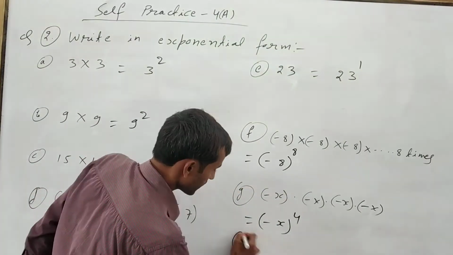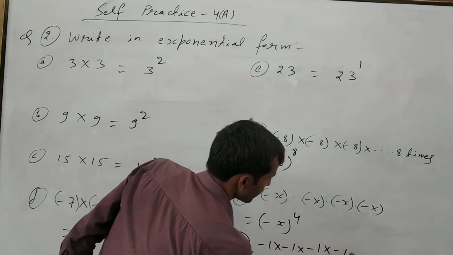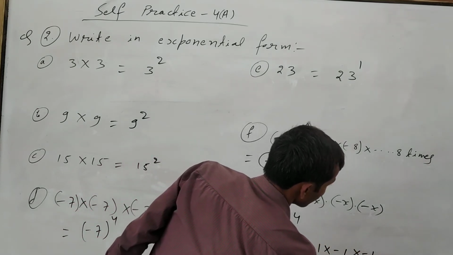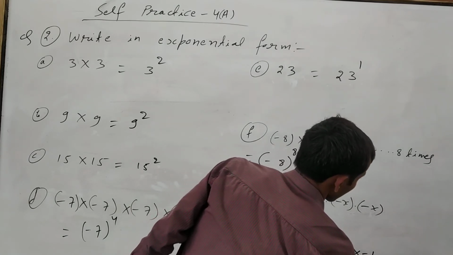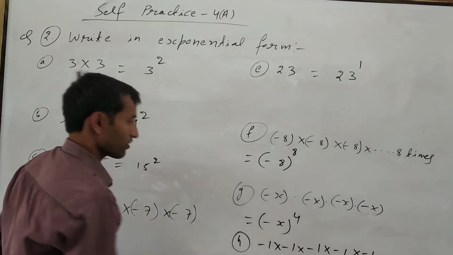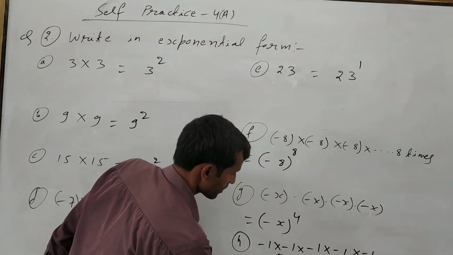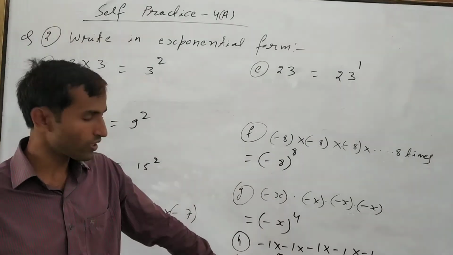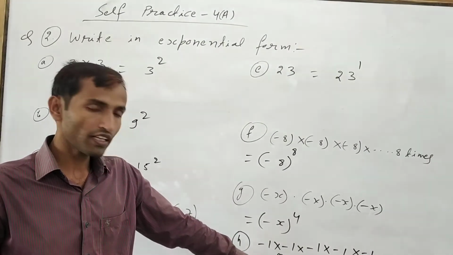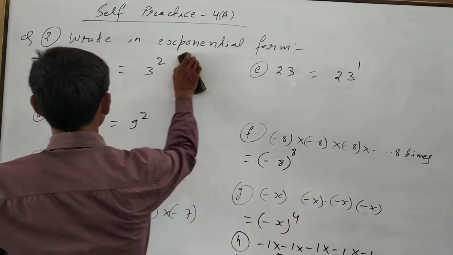Next question like that. Minus 1 into minus 1 into minus 1 into minus 1 into minus 1, up to maybe 50 times. Okay. So how will we write it in power? We will write minus 1 to the whole power 50. So the base is minus 1 and the power is 50. Like that. We can take more examples also.